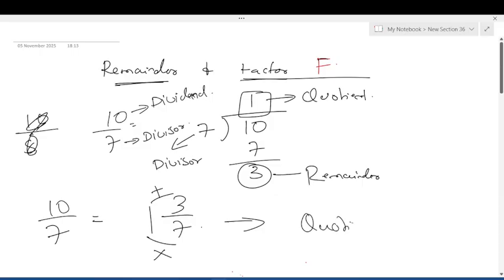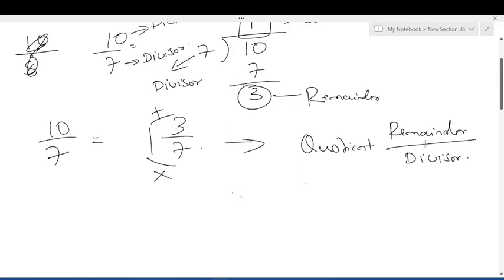Quotient. So I'll just replace it with the word quotient. What is 3? Remainder, divided by what is that 7? Divisor. Quotient, remainder, divisor. If you forget the formula, remember this concept: quotient, remainder, and divisor.